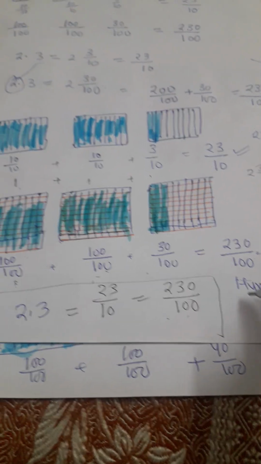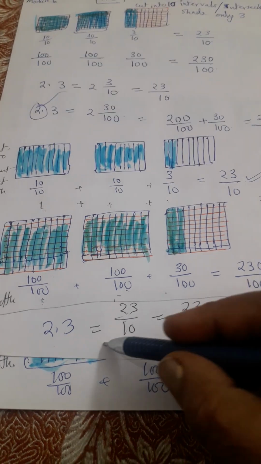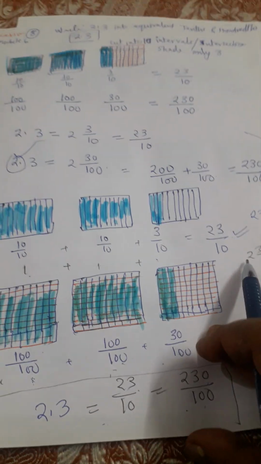Hundredths. Okay, how many hundredths are there? 230 hundredths. Clear to you? How many tenths were there? 23 tenths. Clear to you?